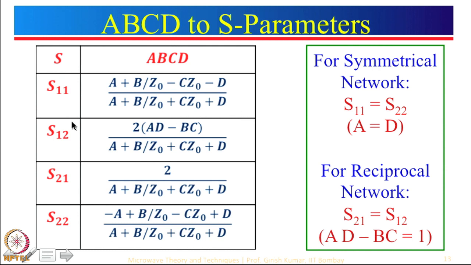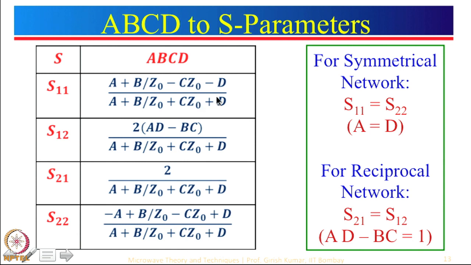but I will try to make things a little simpler for you. So, just recall now, what was the unit of A? It was dimensionless. What was the unit of D? It was dimensionless. What was the unit of B? It had a unit of impedance. So, you divide that by Z0, and that becomes dimensionless. What was the unit of C? It had mho. You multiply with this impedance, and now this becomes dimensionless.